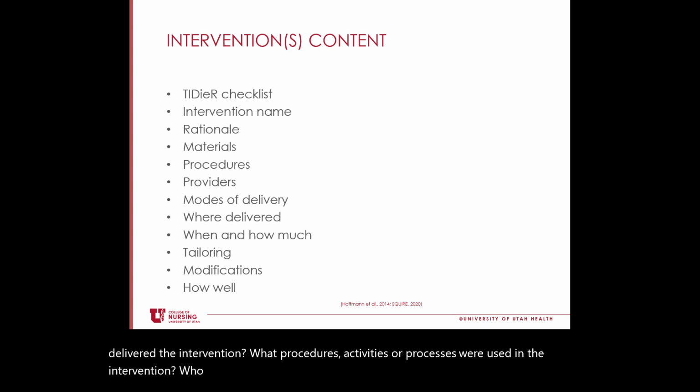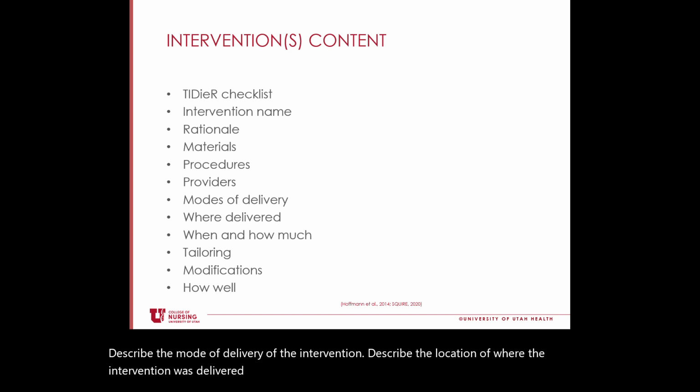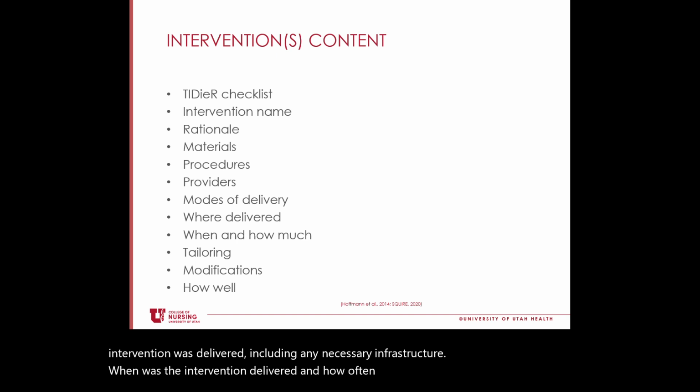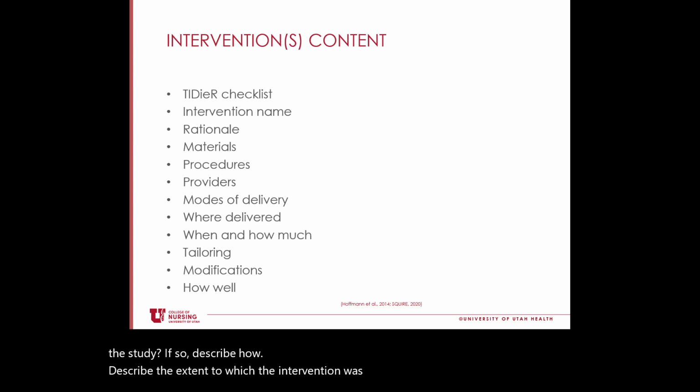Who delivered the intervention? What was their expertise or background? Describe the mode of delivery of the intervention. Describe the location of where the intervention was delivered, including any necessary infrastructure. When was the intervention delivered and how often? Was the intervention tailored to any specific individuals? If so, describe how. Was the intervention modified during the course of the study? If so, describe how. Describe the extent to which the intervention was delivered as planned.